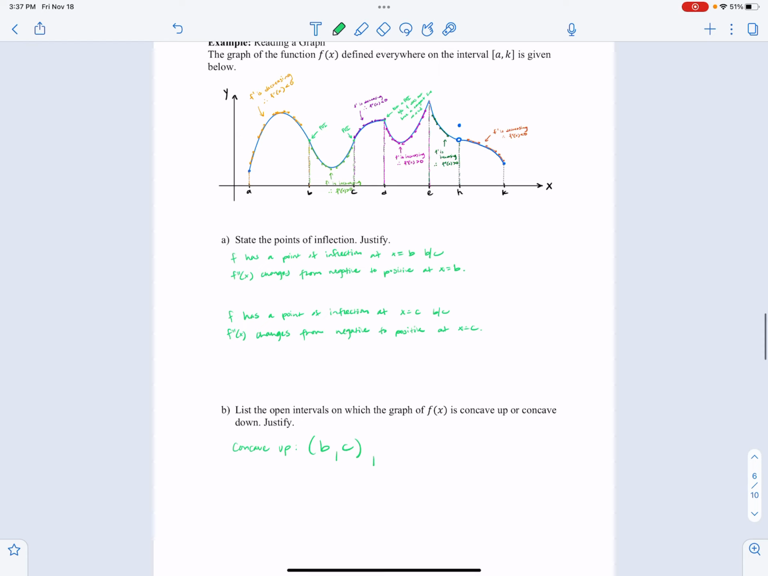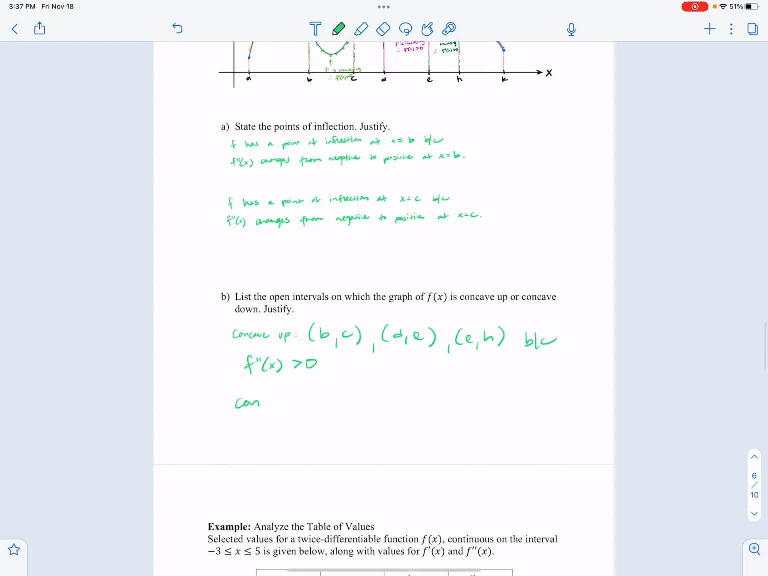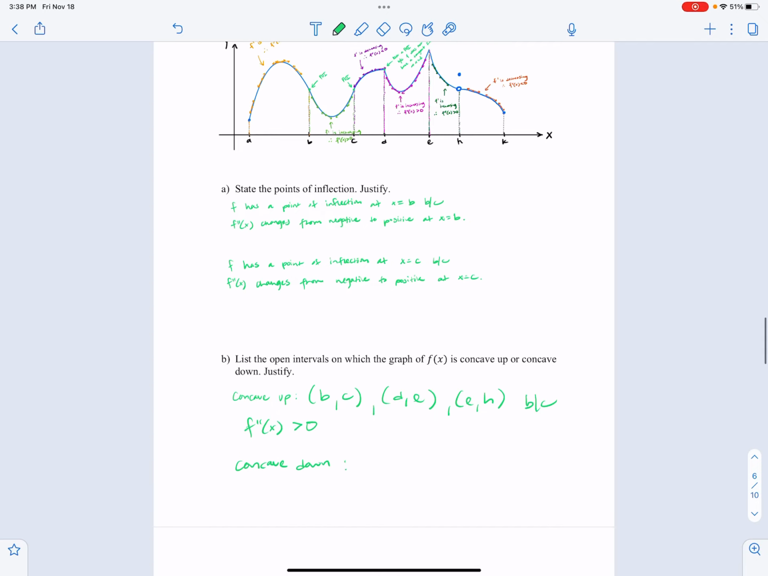D to E, E to H, because f double prime is greater than 0 on those intervals. And then we can say concave down looks like a frown on the intervals from A to B, C to D, H to K, because f double prime is less than 0 on those intervals.